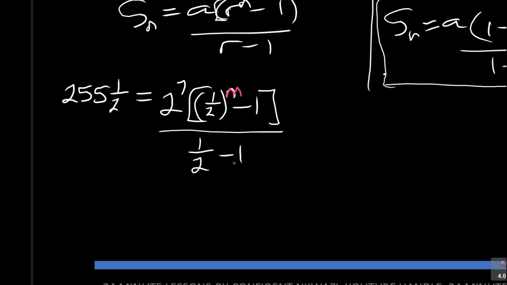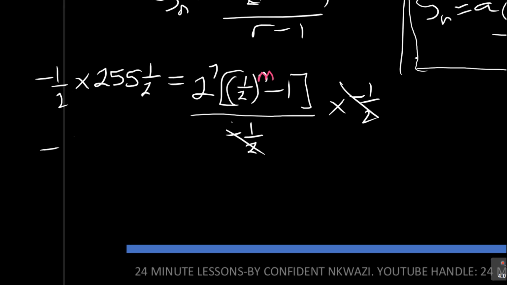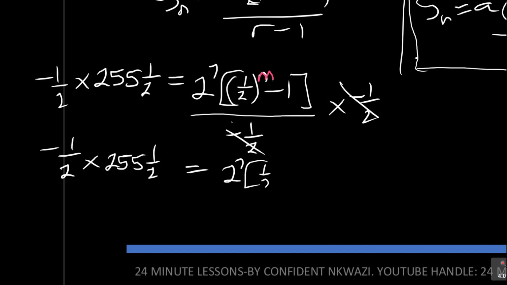Now 1 over 2 minus 1, I'm just going to erase because of time. This one will give me 1 minus half, it's negative 1 over 2. Alright, then simple thing, multiply by negative 1 over 2 on both sides. You don't need to simplify it further. You can just write it like this, negative 1 over 2 times 255 and a half is equal to 2 to the power of 7, 1 over 2 to the power of m minus 1.